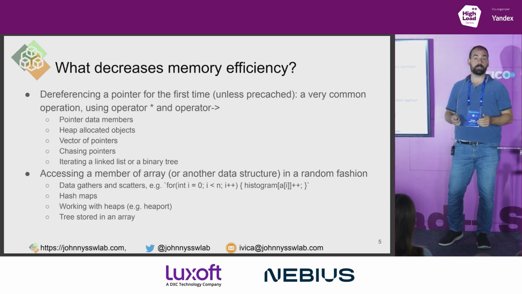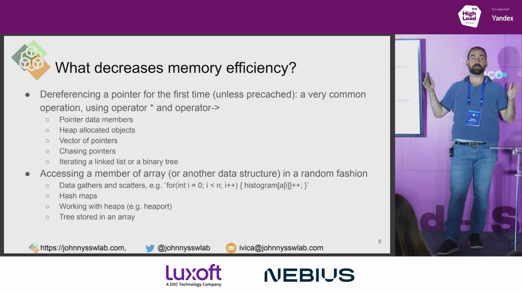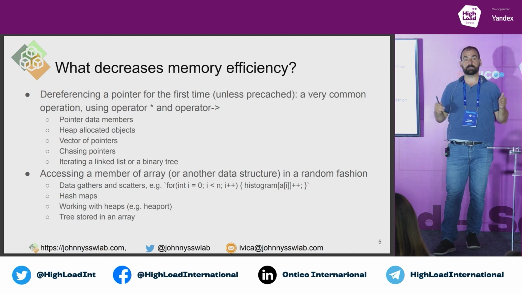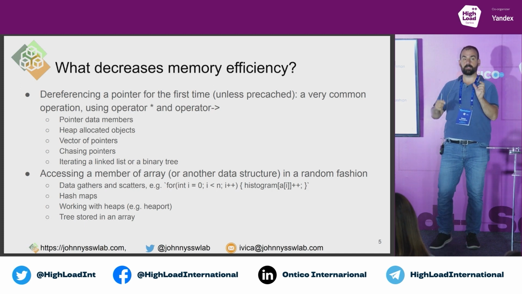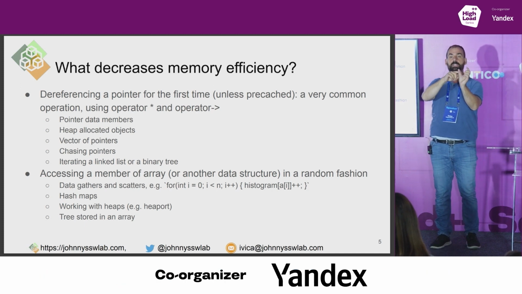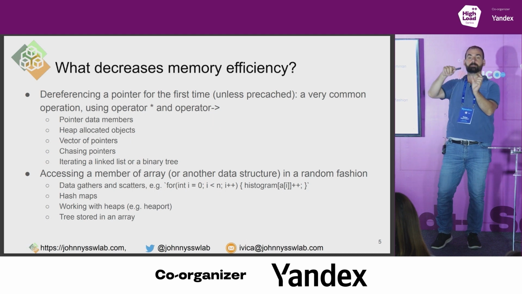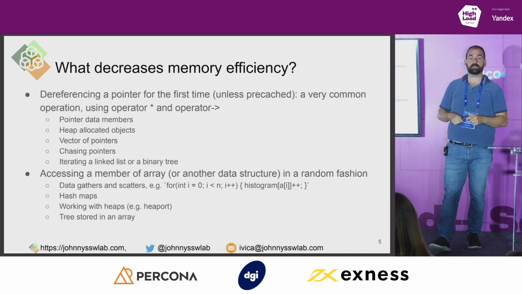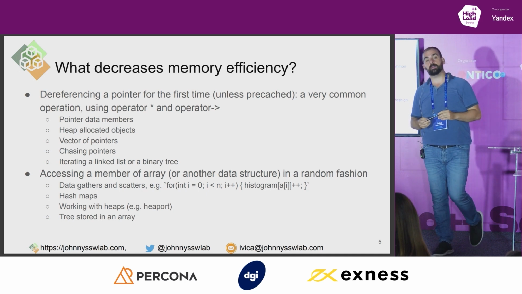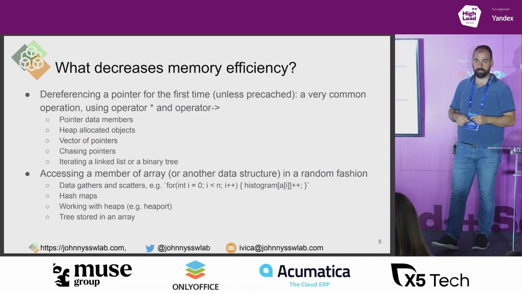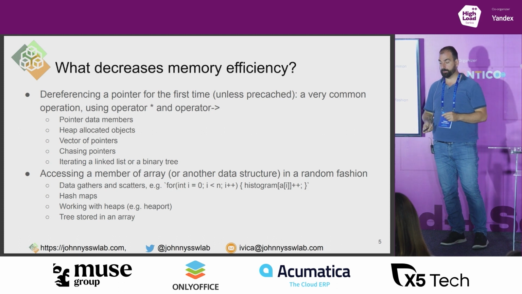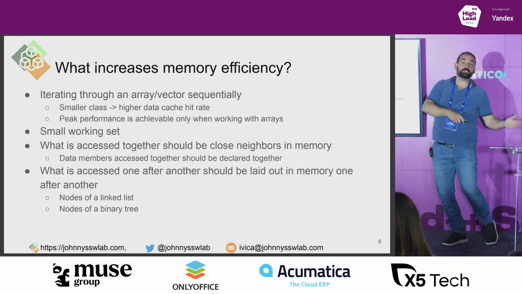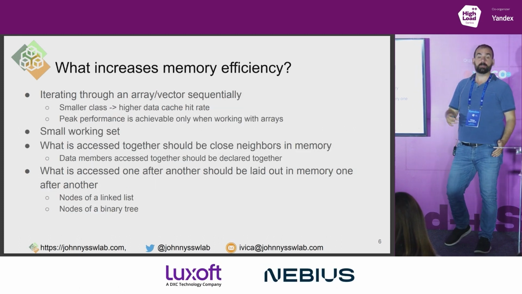If you have trees stored in an array, remember the way you can store trees using pointers, but you can also store a tree in an array: if position n is the current node, 2 times n plus 1 is the left child, and 2 times n plus 2 is the right child in the array. Now, this was what decreases the efficiency of the memory subsystem.